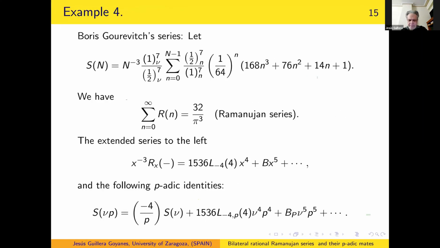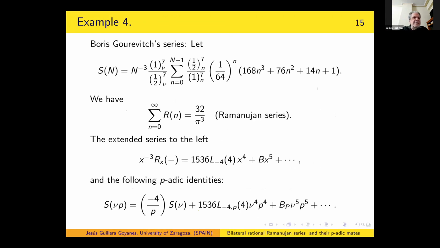Example 4, the Boris Gorevich series, and the poles of this cancel with this and this factor, because when n reaches n. And in this way, the parallelism is very simple.